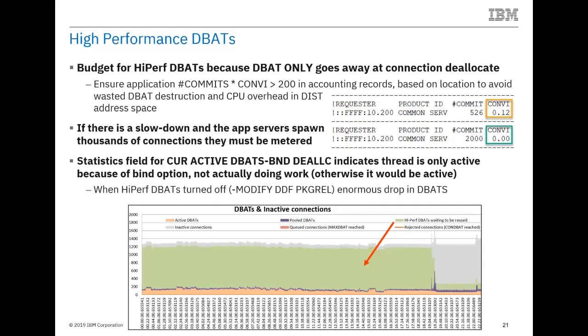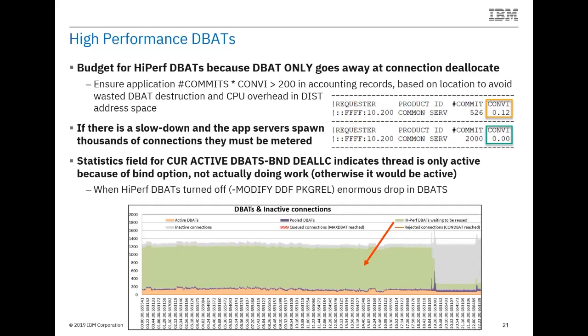So look at the bottom of the screen as a customer example. In the statistics report, we show a field, which is current active DBATs bound with DEALLOCATE. So in that example, my graph, it's green. Anything green here are high-performance DBATs that actually are not being used. Green means they're inactive hyperf DBATs. They're not being utilized right now, but they're still a DBAT. It's still held hostage because it's bound with DEALLOCATE. So in this example over on the right-hand side, that green turns to gray, or inactive connections, because they recycled the application servers.